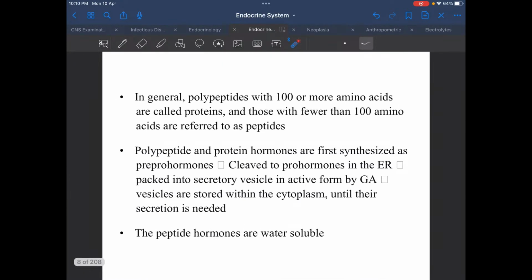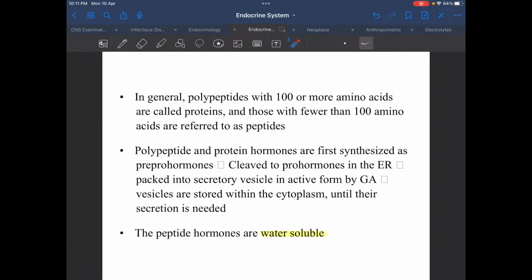And as you all know, the peptide hormones, all of them, they are water soluble, okay? So that is a very important thing. Meaning they're not lipid soluble, so they're not able to transfer through the lipid membrane. So they would need something which acts on the cell surface only. So their receptors will be cell surface membrane receptors, not intracellular or cytoplasmic receptors.